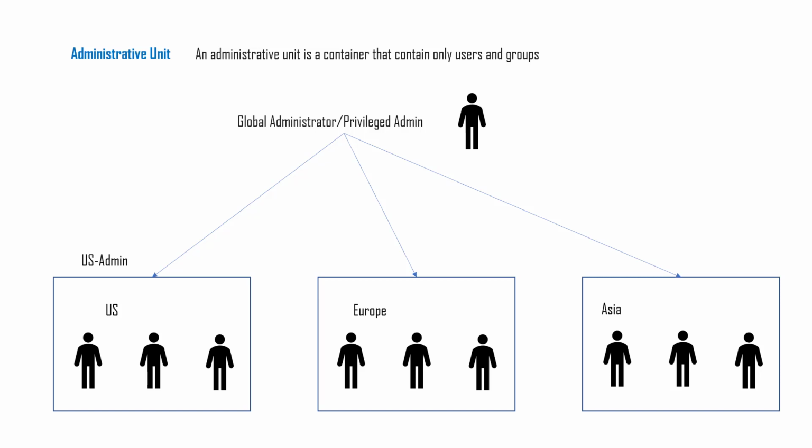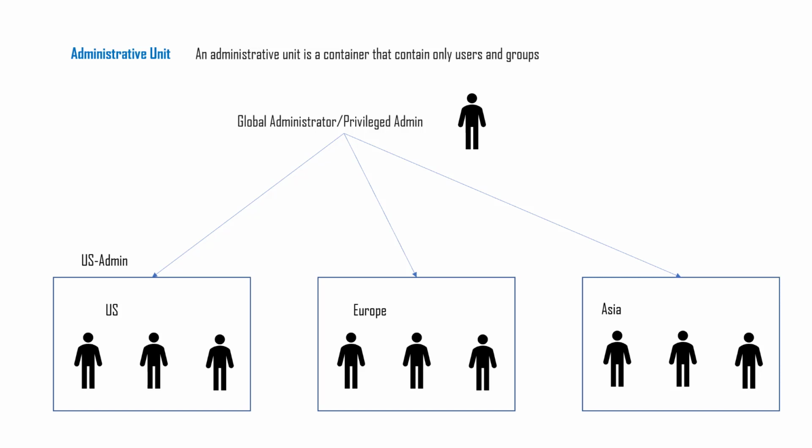So let's assume that you're a global administrator in an organization and your organization has branches in different continents. Let's assume in the US, Europe, and Asia. Now, what you want to do is create a container that contains users just for a particular continent. So, for example, there will be an administrative unit for the US region, another one for the Europe region, and a third one for the Asia region.